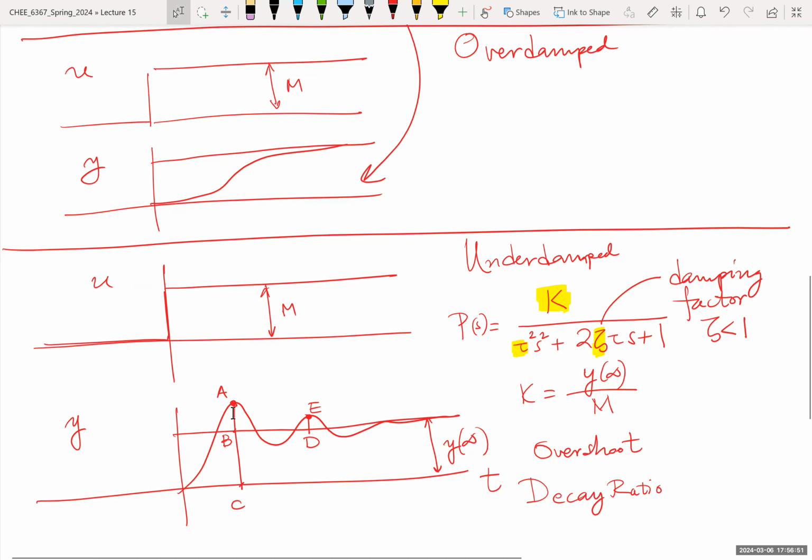It means these oscillations decay in the ratio of this over that. So it's DE over AB, or BA. This is the decay ratio. The overshoot, by the way, is defined as AB divided by BC. So the overshoot is this divided by that. And the decay ratio is this divided by the red one.